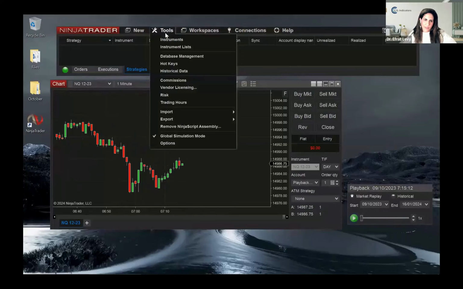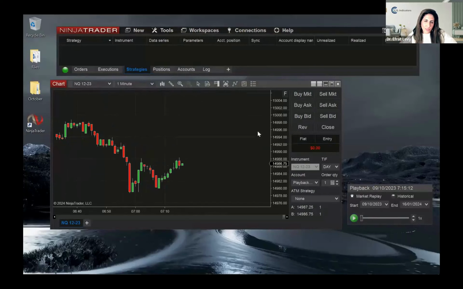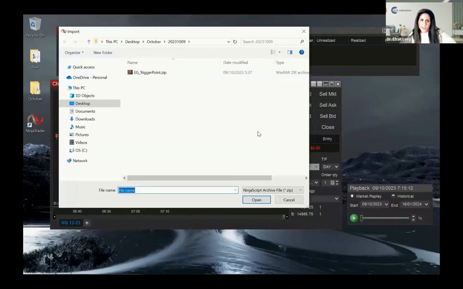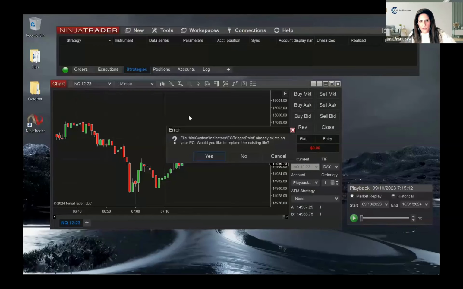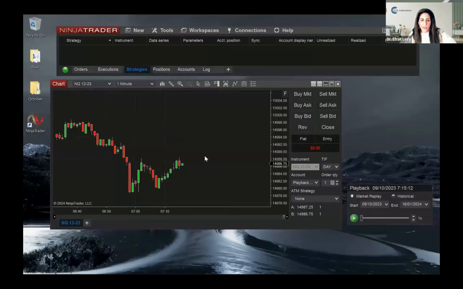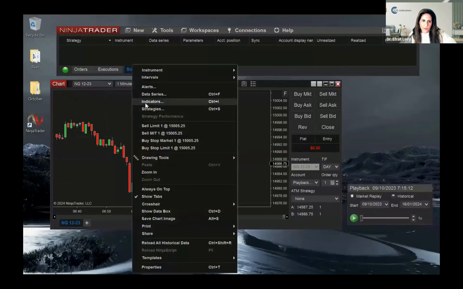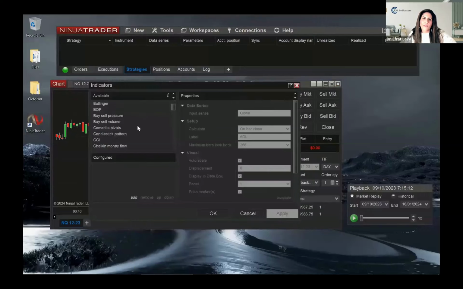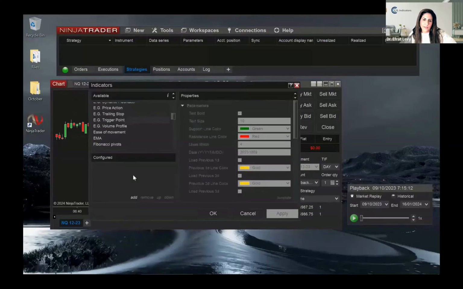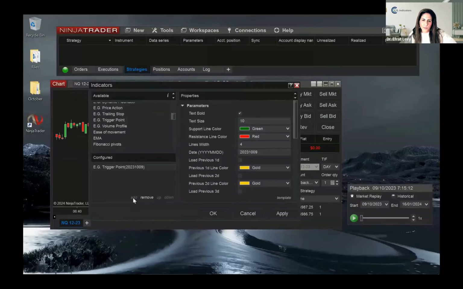Now I stop the market replay. Remember, I want to attach the trigger point, the levels associated with October 9th. So I import the trigger point into the NinjaTrader 8 platform to present the levels on my chart to let the bot trade with. After I import the daily levels, I go to indicators, and this is the trigger point, and the date is October 9th.